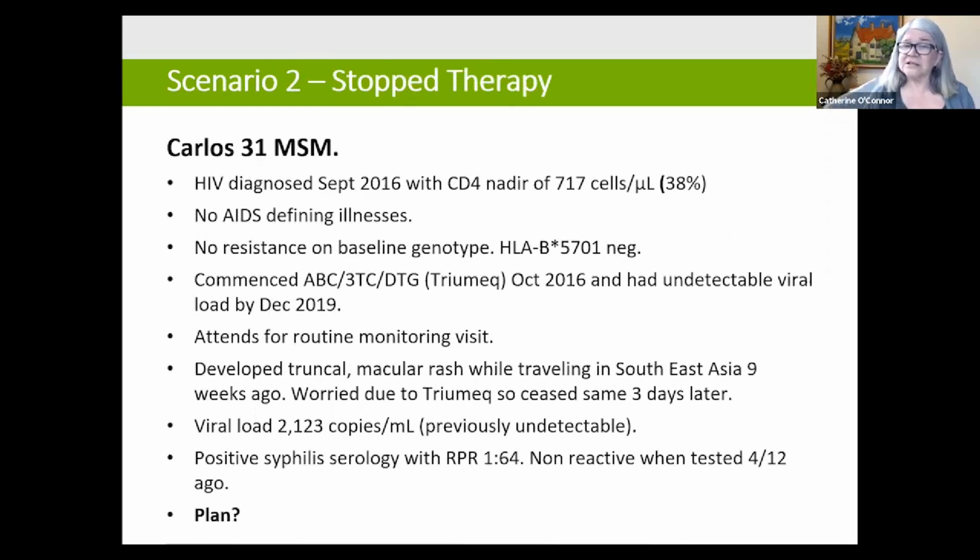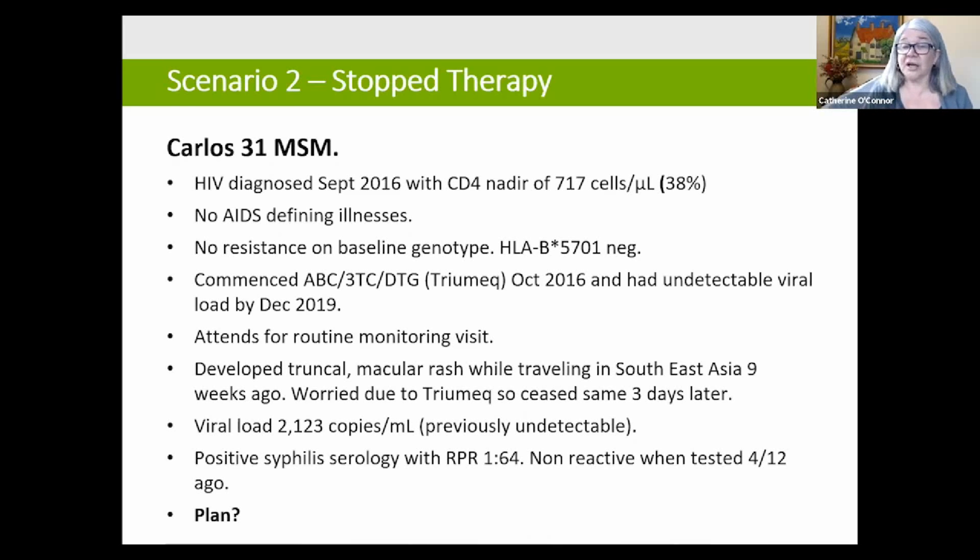So now let's look at another scenario, and this is the scenario of when someone stops therapy. So Carlos is a 31-year-old MSM. He was diagnosed in 2016, and his CD4 nadir is 717 cells, or 38%. He's never had an AIDS-defining illness. He's got no resistance on baseline genotyping, and is HLA B5701 negative.